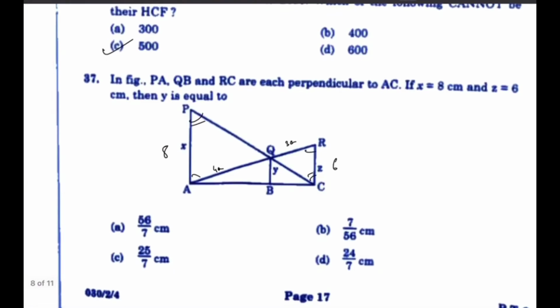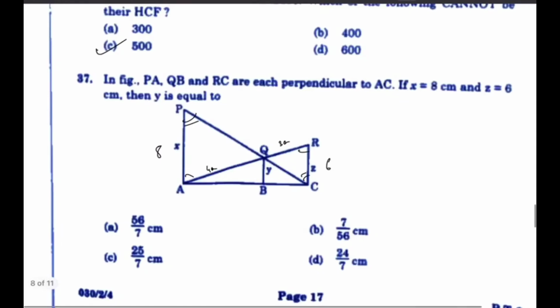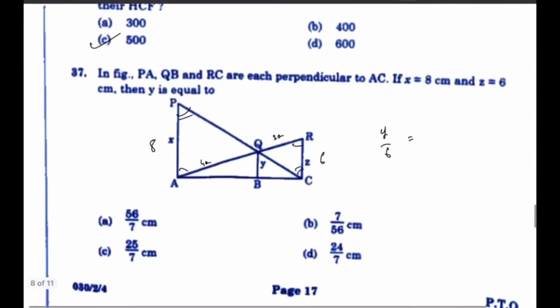It turns out that we can. You see, in triangle ACR, now we must have y by 6 equal to 4a by 7a, that is 4 by 7. So 24 by 7 is your correct answer.